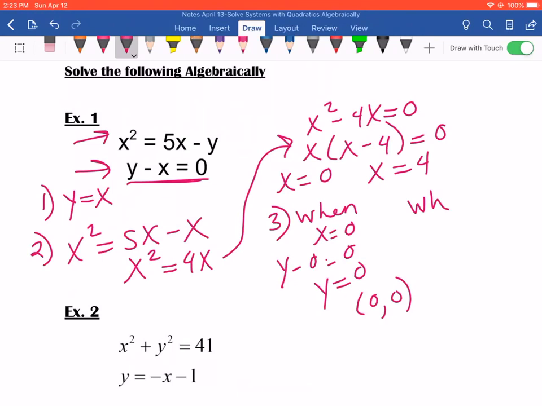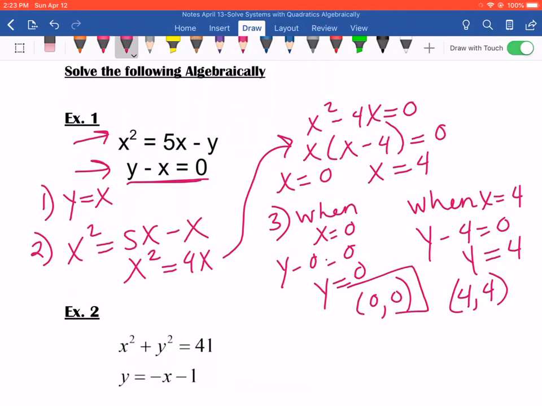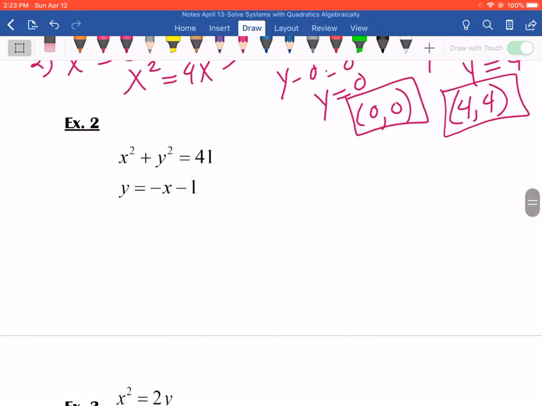When x is equal to 4, I can plug that in. y minus 4 is equal to 0. And what I end up seeing is that y is equal to positive 4. Okay, so here my point is 4, 4. Therefore, I have two solutions to this system: the point 0, 0 and the point 4, 4. All right, let's go ahead and look at example number 2.